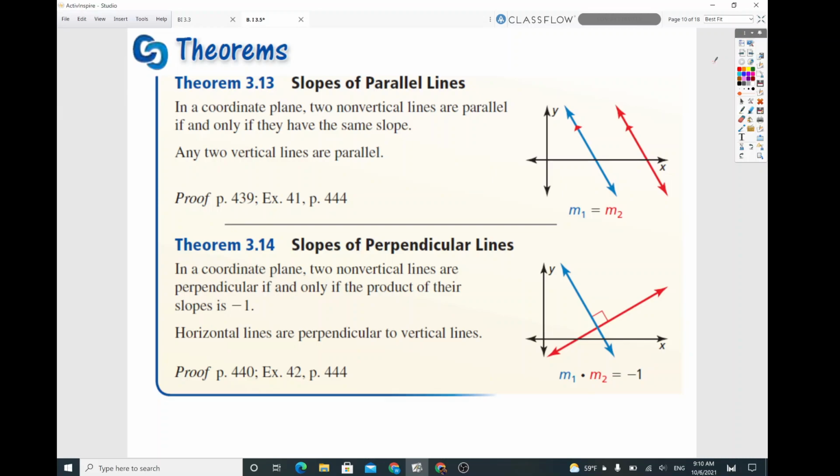And then Theorem 3.14, the slope of perpendicular lines. In a coordinate plane, two non-vertical lines are perpendicular if and only if the product of their slopes is -1. Horizontal lines are perpendicular to vertical lines. What this is saying is that if two lines are perpendicular to each other, their slopes are always negative reciprocals of each other. Let's say m1 is negative 1/2, and then m2 has to be positive 2. So negative reciprocals. Once you multiply them, the product is always negative 1.